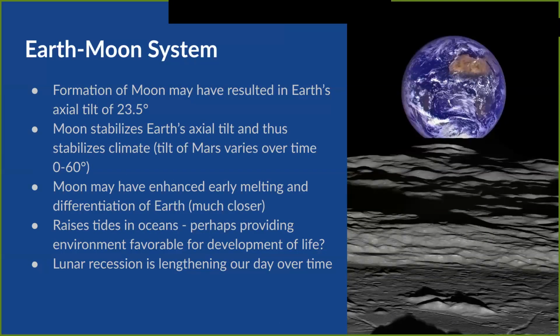We believe the formation of the moon may have resulted in the larger axial tilt of the Earth of 23.5 degrees, and the moon helps to stabilize that tilt. And because of that, the stabilized tilt and the tidal action of the moon actually provide a lot of the conditions that make the Earth able to support life. So aside from being really interesting for exploration, it's also very important just for us to be here.